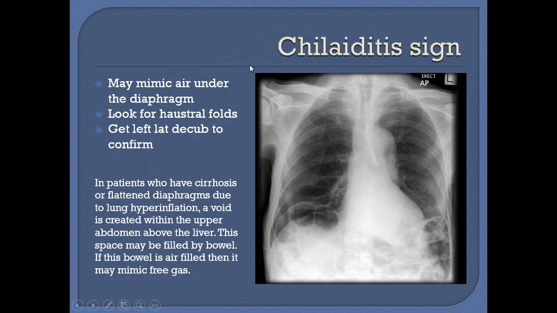Chilaiditi sign. It may mimic free air under the diaphragm, and we have to look for the haustral folds to rule it out. Usually the patients are cirrhotic with flattened hemidiaphragms due to lung hyperinflation, and a space is created in the upper abdomen above the liver. This space may be filled by the bowel, and we can see the bowel is air filled, then it may mimic free gas. This is the Chilaiditi sign.